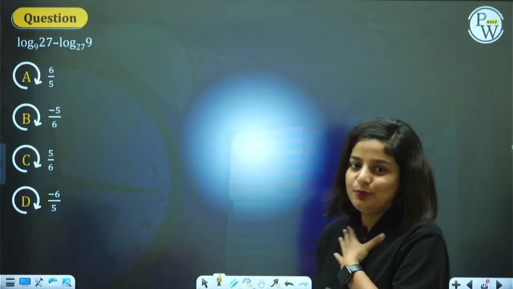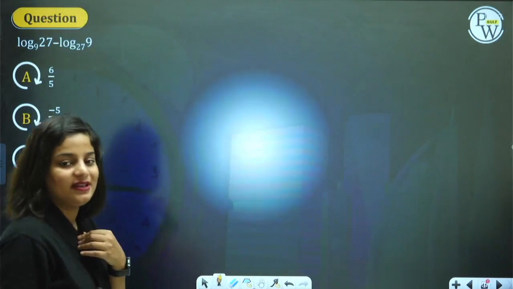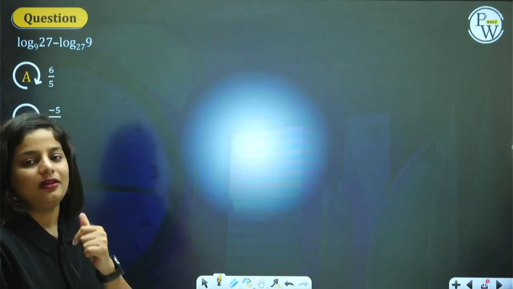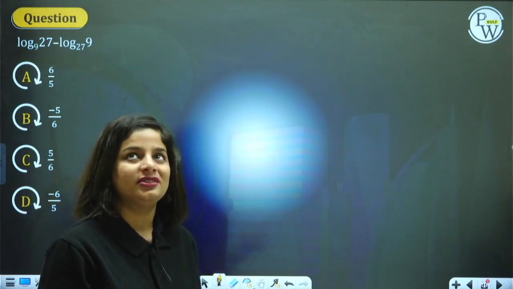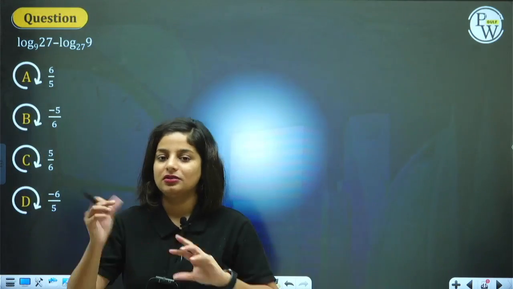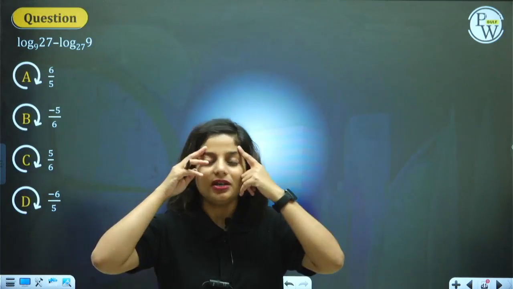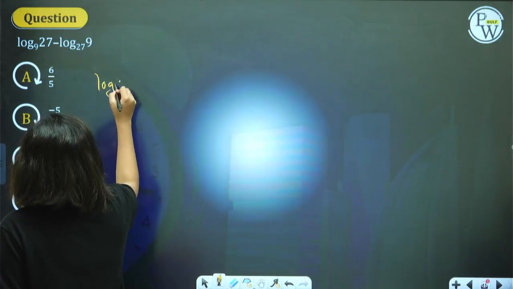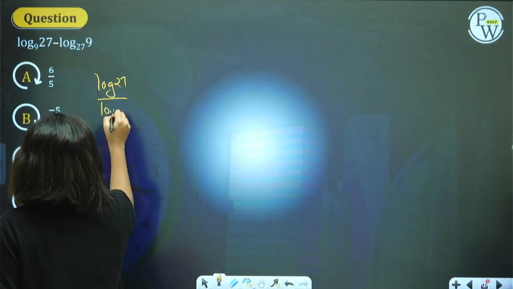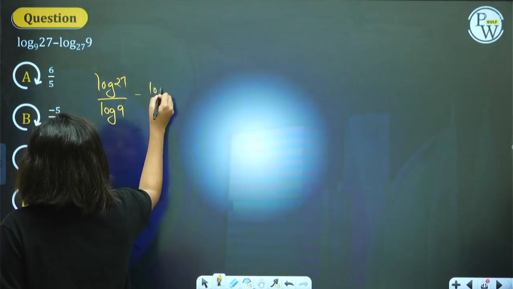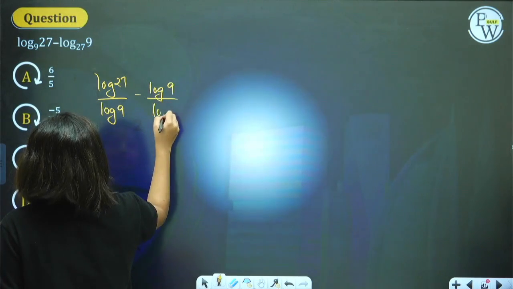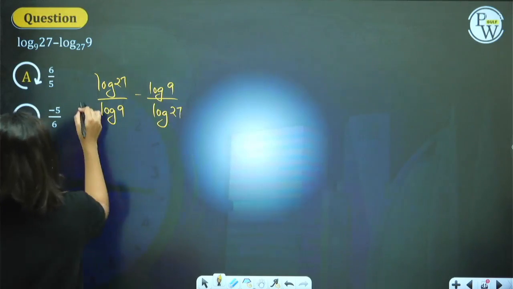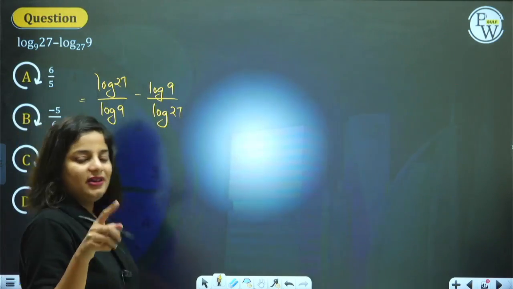Log 27 to the base 9 minus log 9 to the base 27 is how much? Think. You will get confused a lot. You will try using the property number 7, 8, interchanging 27, 9, but nothing works. It's simple change of base law. Log 27 upon log 9 minus log 9 upon log 27. Okay, now what? 9 and 27 are powers of 3.